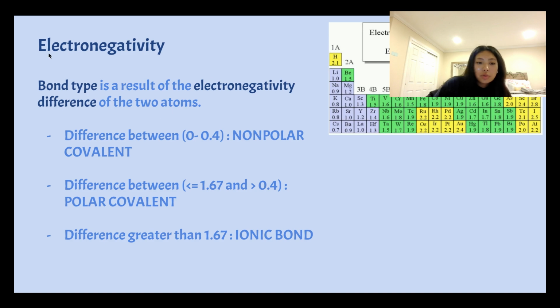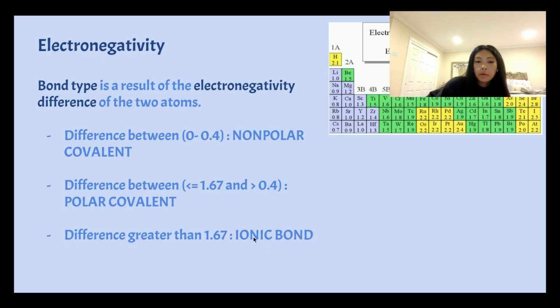Okay, so the bond type is the result of the electronegativity difference of the two atoms. A difference between 0 to 0.4 is nonpolar covalent. A difference that is less than 1.67 and greater than 0.4 is polar covalent. And any difference that is greater than 1.67 is ionic.